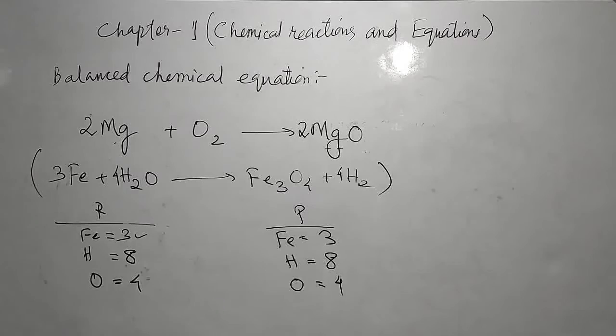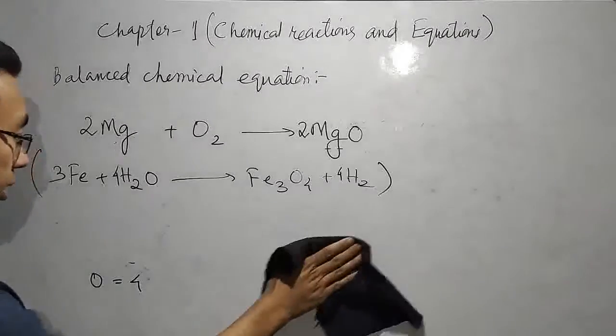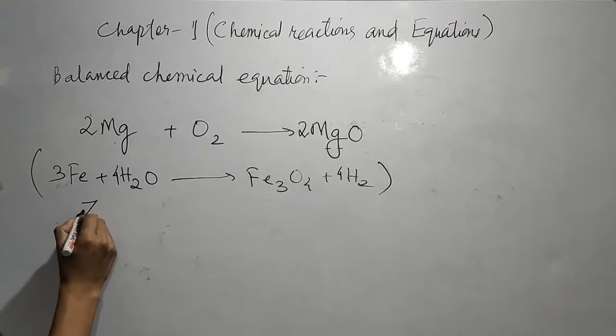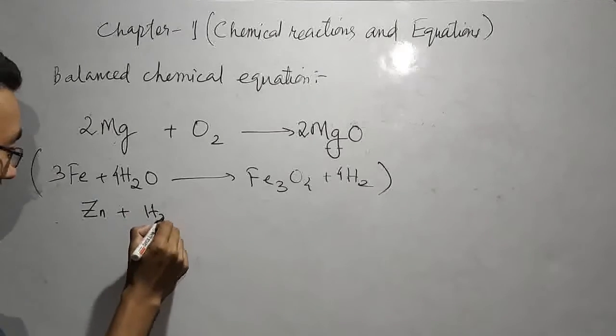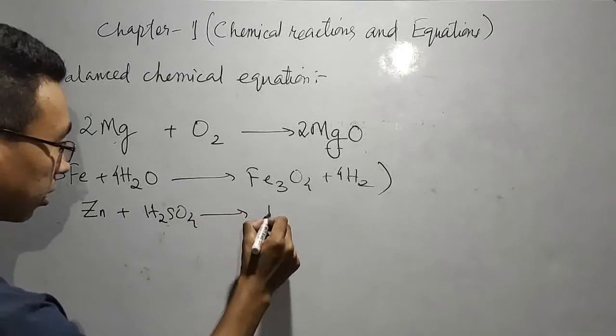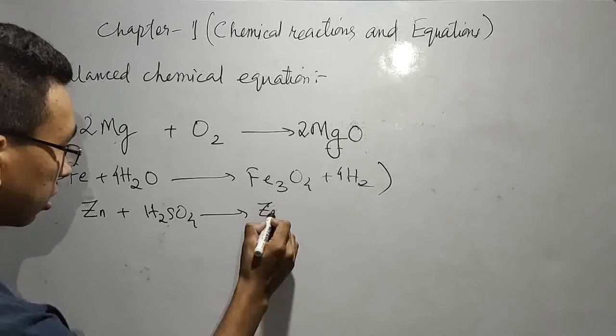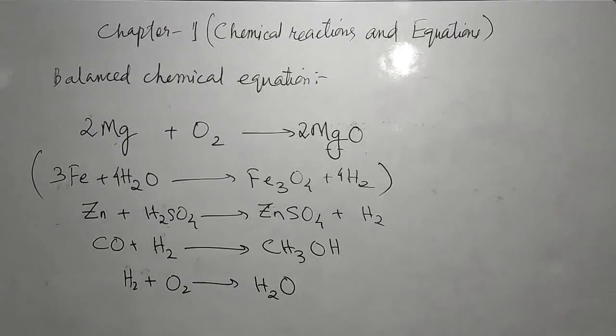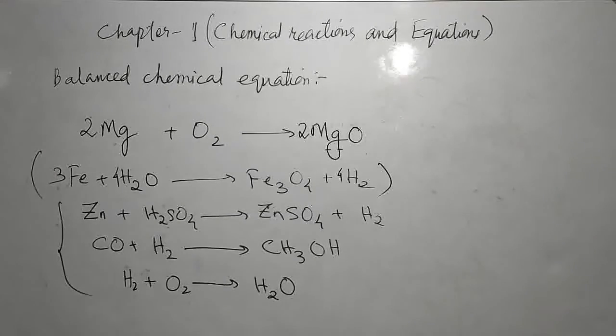Now I want you to try out some other examples. Zn plus H2SO4 gives ZnSO4 plus H2. You try out these questions. Not only this, from your exercise textbook try to solve the other questions as well. And if you have any doubt you can just ask me.